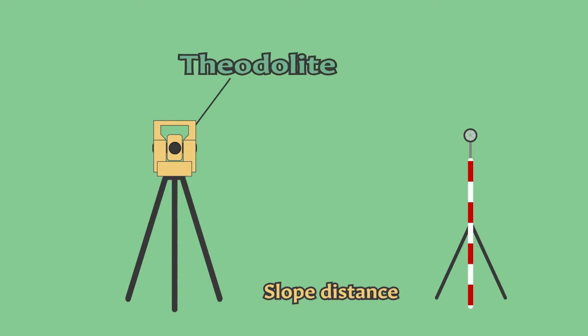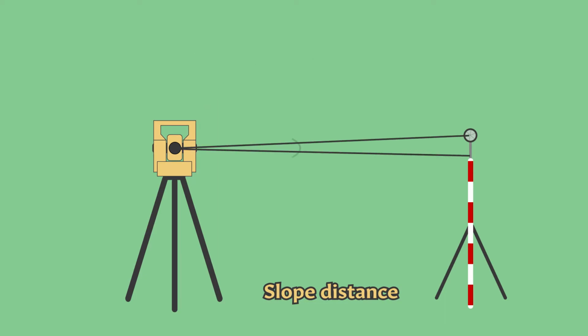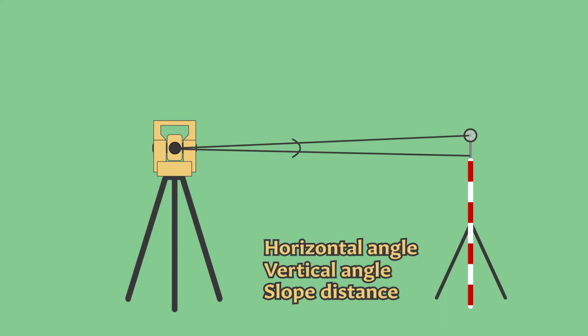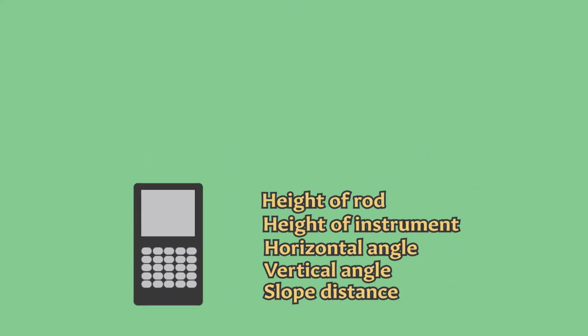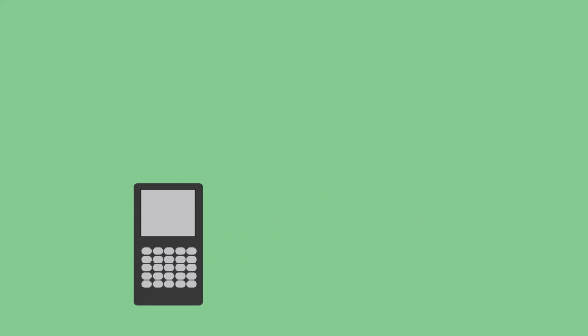The total station also contains a theodolite, which consists of a telescope and angle measurement devices. The theodolite measures the vertical and horizontal angles between the total station and a point in the distance, typically the prism on the rod. These 3 measurements, horizontal angle, vertical angle, and slope distance, along with the height of the instrument and the height of the rod, are stored in the data collector for future mapping.